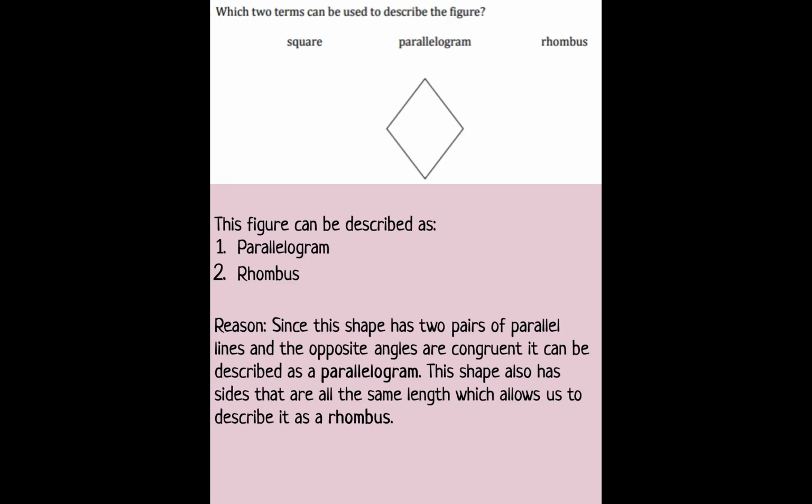Which 2 terms can be used to describe the figure? So we have either square, parallelogram, or a rhombus. This figure can be described as a parallelogram and a rhombus. Since this shape has 2 pairs of parallel lines and the opposite angles are congruent or the same, it can be described as a parallelogram. This shape also has sides that are the same length, which allows us to describe it as a rhombus. It can't be a square because a square has 4 right angles. Does that shape have 4 right angles? No way.